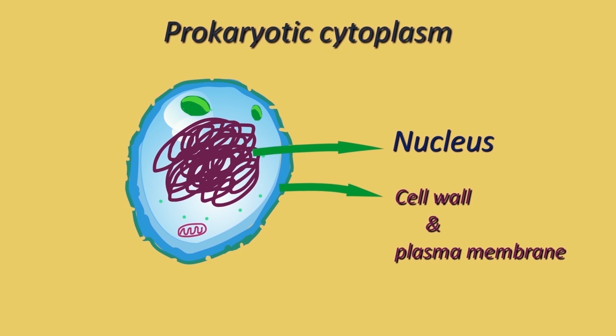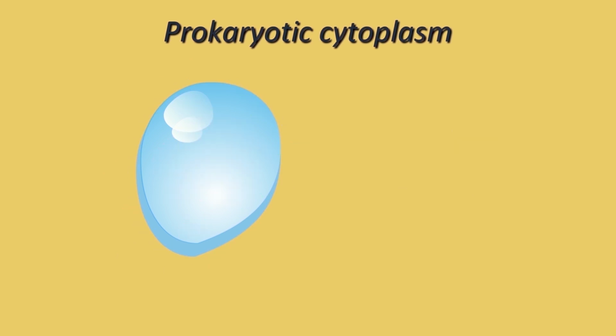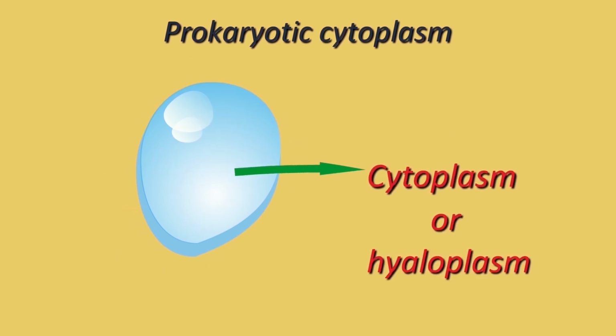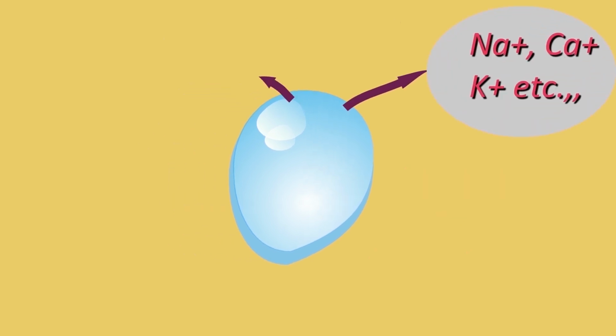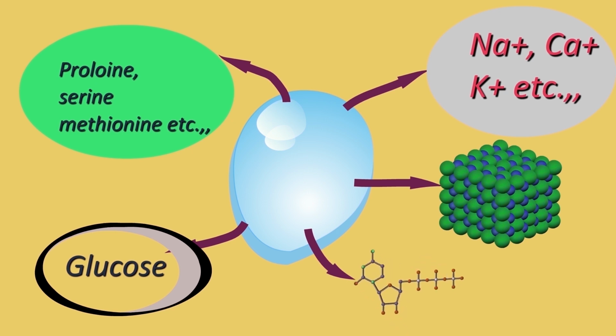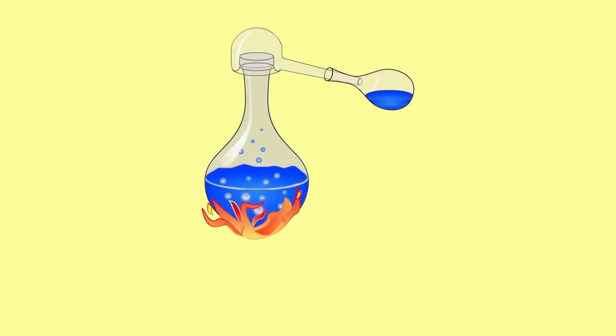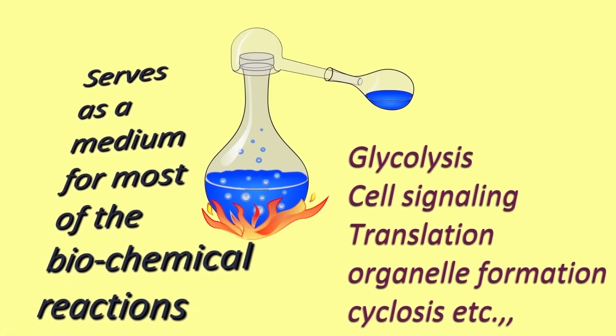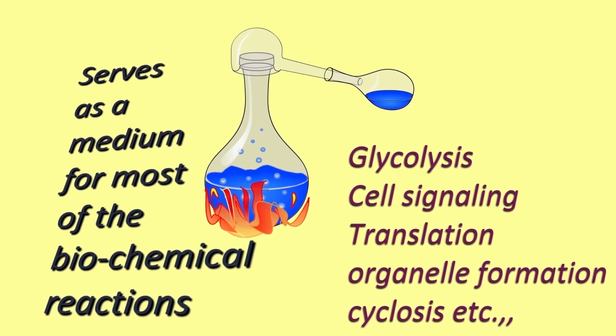The plasma membrane encloses an aqueous ground substance called cytoplasm or hyaloplasm. It has ions, amino acids, sugars, nitrogenous bases, enzymes, and other vital cellular molecules. The cytoplasm serves as a medium for all the biochemical processes that happen inside the cell.